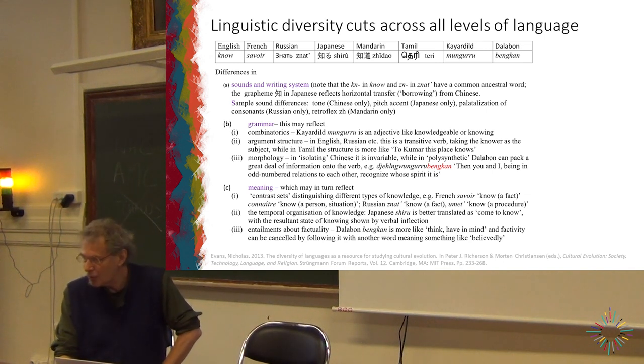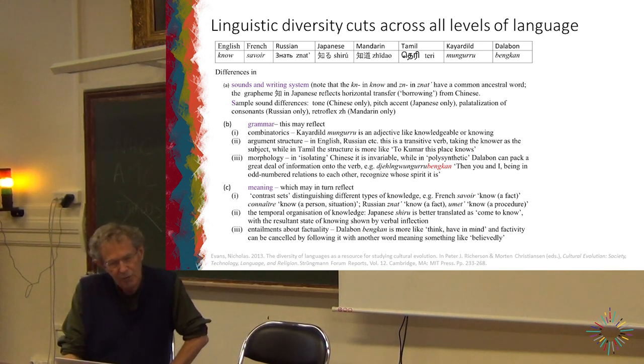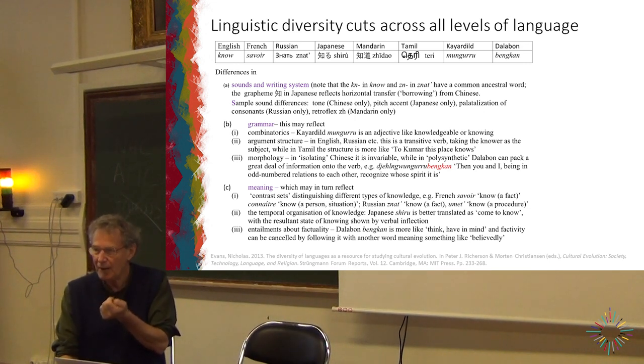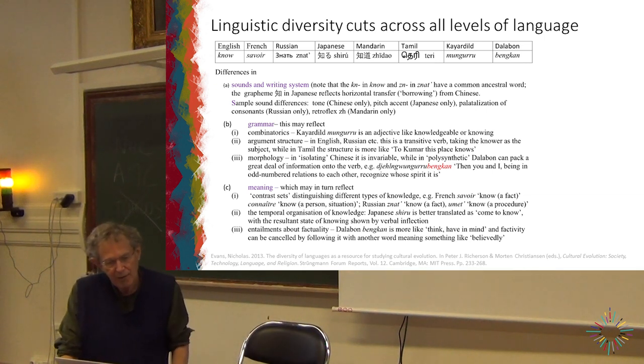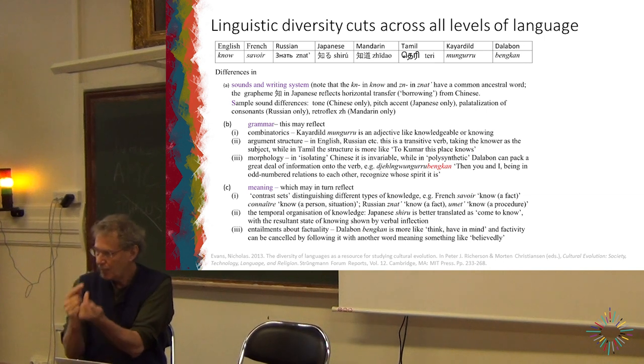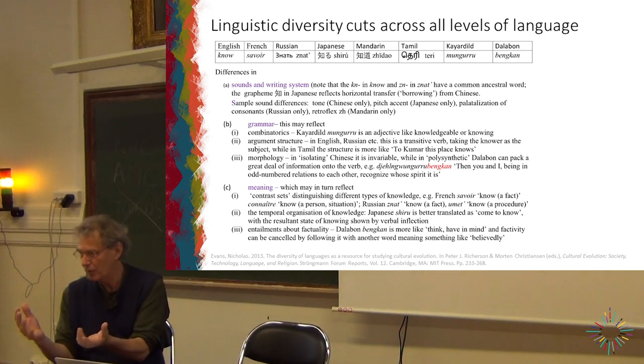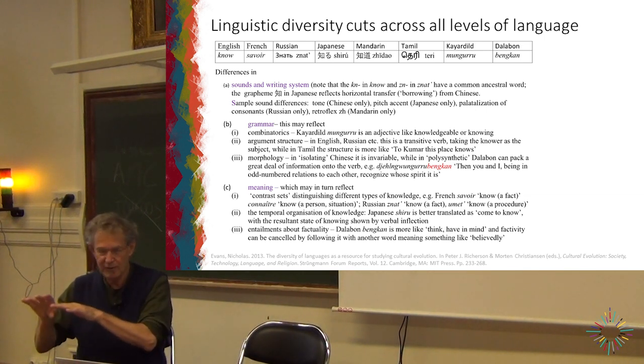So in terms of combinatorics, if we just look at the English, French, Russian examples, or Japanese or Tamil, those are all verbs, but it doesn't have to be the case that all languages lexicalize that concept as a verb. And in Kaidi, mungaro, it's actually an adjective. It's interesting. So in French, you've got the antonym pair, savoir, ignorer, both verbs. In English, there's not really a verbal opposite of know. You'd probably say to be ignorant, or else say to not know. So we have a skewing across word classes there.